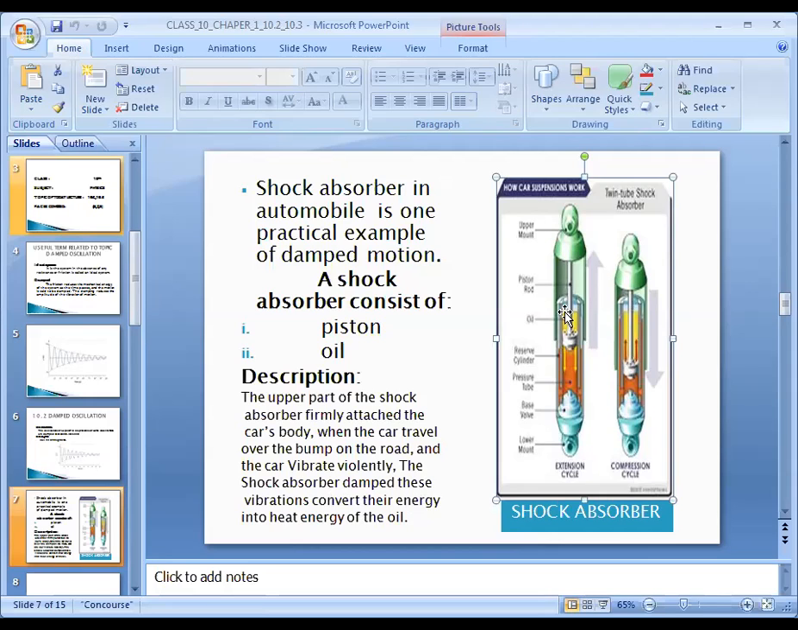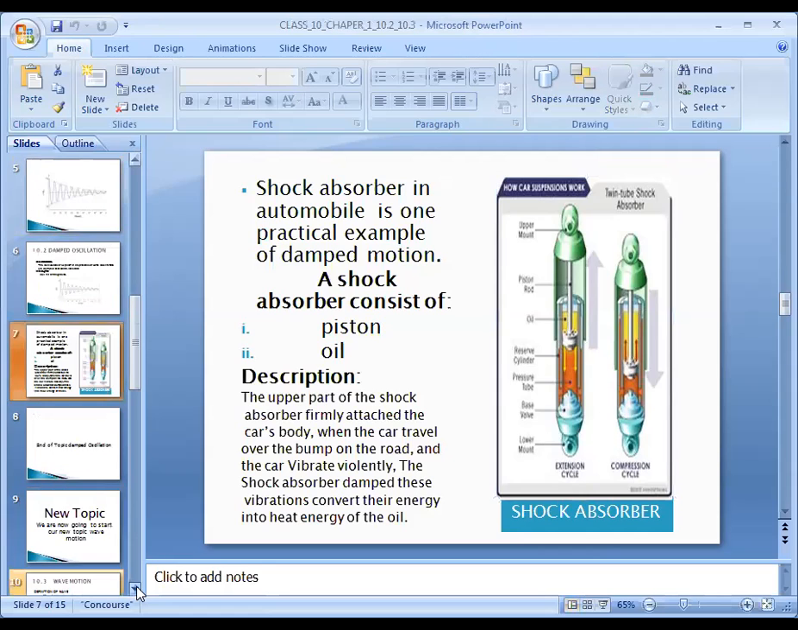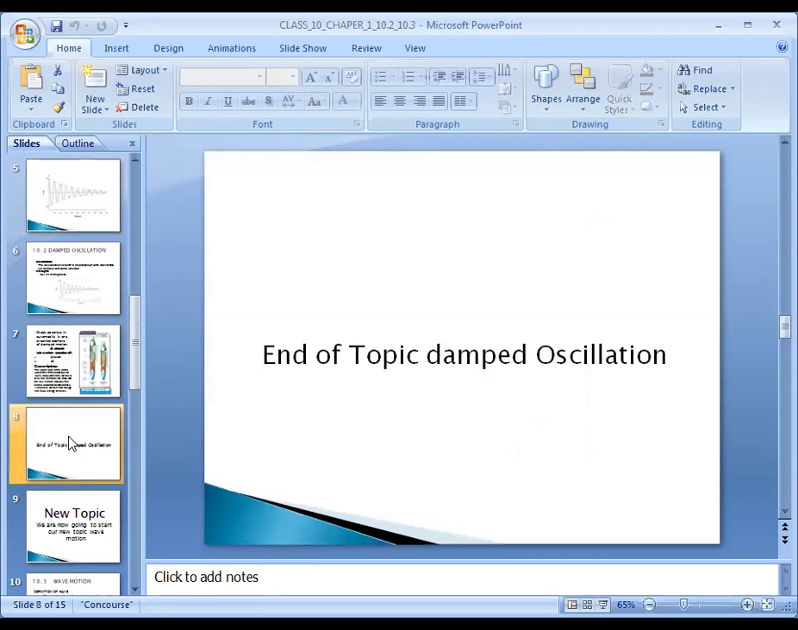The second position is the compression cycle. So the vibration produced while passing over the bumps is converted into heat energy of the oil, and we will be safe from any type of injury caused by this. This is one practical example of the shock absorber. This is the end of this topic, which is damped oscillations.